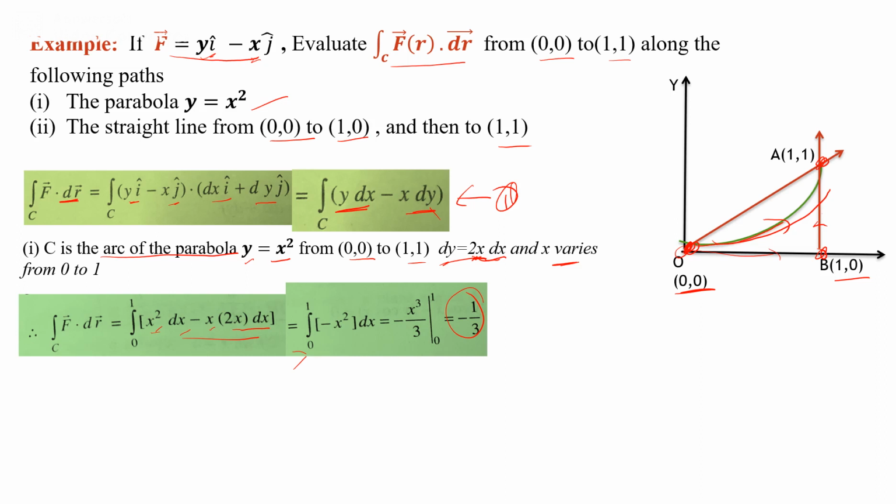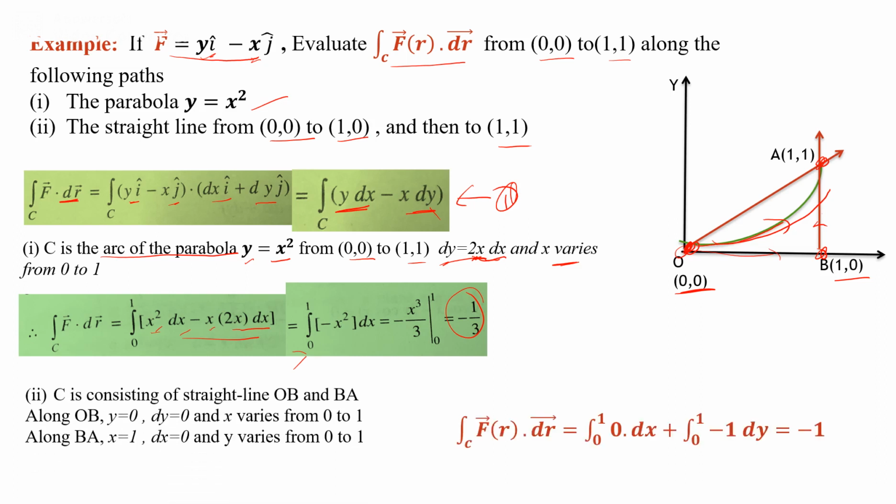And similarly for the second part, here the C consists of straight lines, that's OB and BA. So when we take the integration along OB, here y is equal to 0, so dy is equal to 0, and here x varies from 0 to 1. And when we take the integral along the other line, the equation of that line is x equal to 1, dx equal to 0, and y varies from 0 to 1. Now put in the integration, so we get 0 to 1, and this is the integration along OB, and this is the integration along BA.